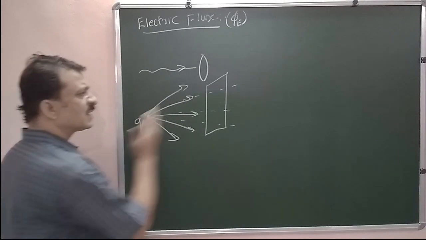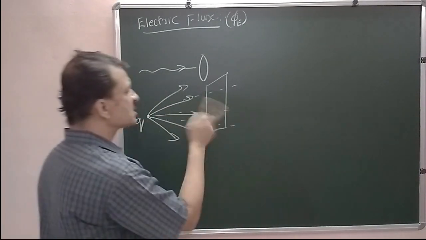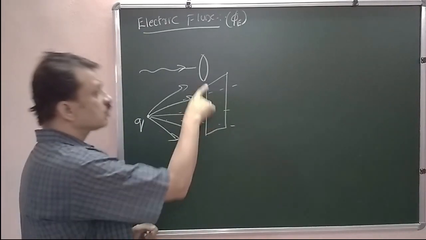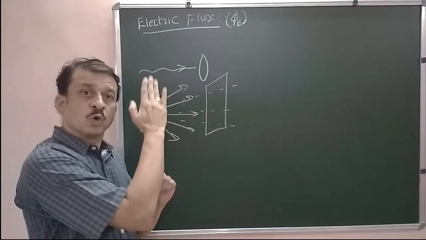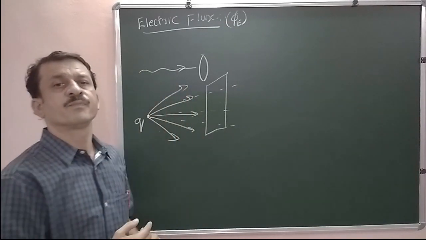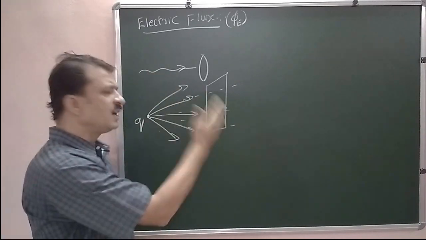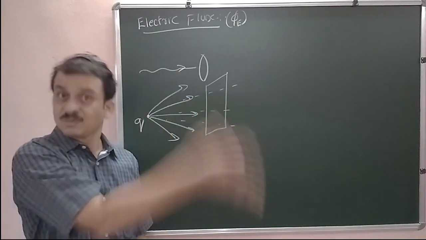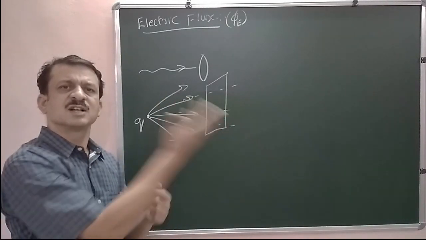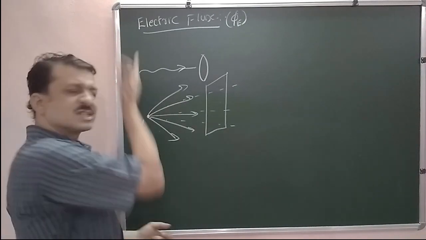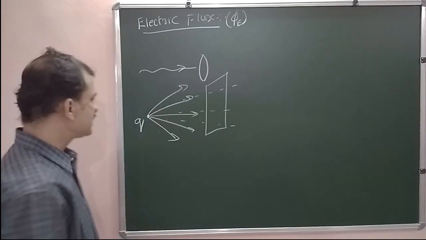So this electric flux not only depends on the electric field and the area, it also depends on the orientation of the area. If that area is held exactly normal to the field direction, then the maximum number of field lines passes. If you increase the area, the number of field lines also increases. If you increase the charge, then the number of field lines passing through it also increases.